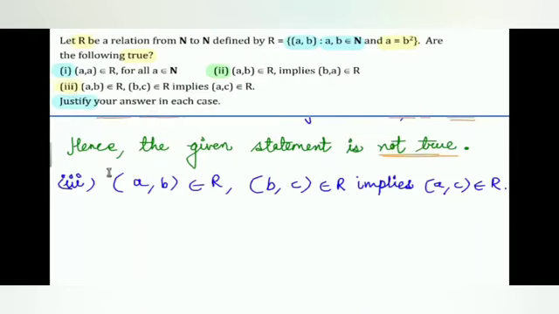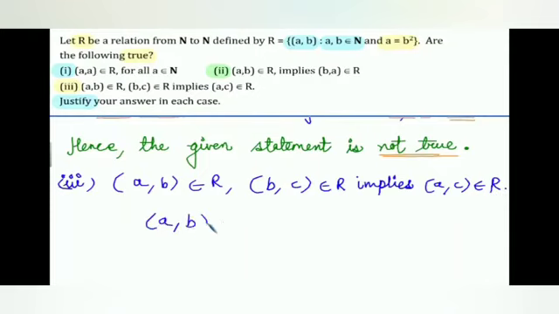Now question number 3. (a, b) belongs to R and (b, c) belongs to R implies (a, c) belongs to R. That means you have to suppose that (a, b) belongs to R and (b, c) belongs to R, both are in your relation.